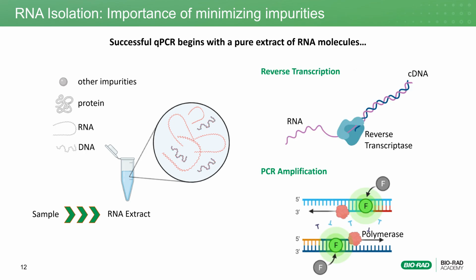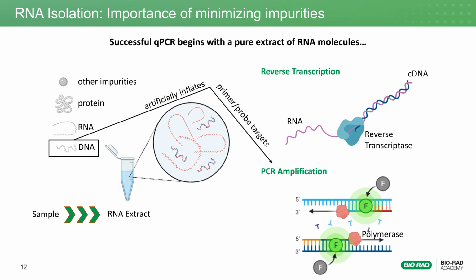Taking another look at our original RNA extract, you may notice that DNA can also be included in an RNA extract sample. DNA can also negatively affect PCR amplification. With excess DNA, assays may bind to not only the cDNA representing the RNA transcript, but also bind to the DNA that is lingering, causing an artificially inflated signal in the amplification plot downstream.